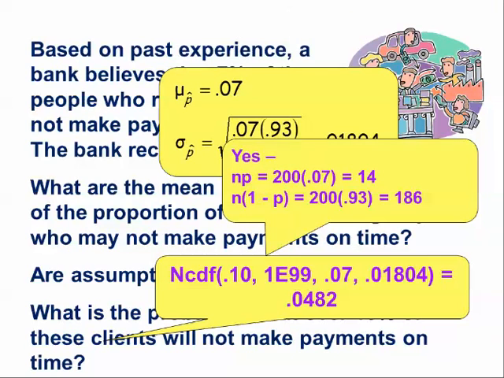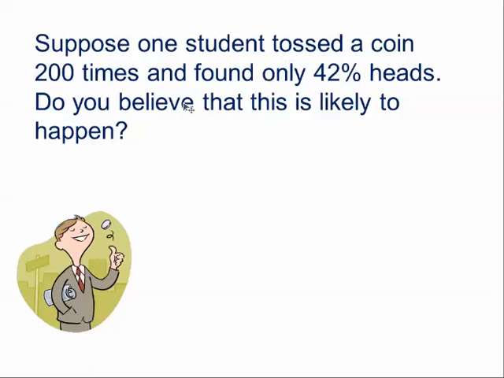Okay, let's move on. Suppose that one student tossed a coin 200 times and found that only 42% heads. Do you believe that this is likely to happen? Well, let's look at a couple of things here. What is our probability P? We know that P is going to be 0.5, right? He got 42% heads, so we're trying to see what's the probability that he got 42% heads.